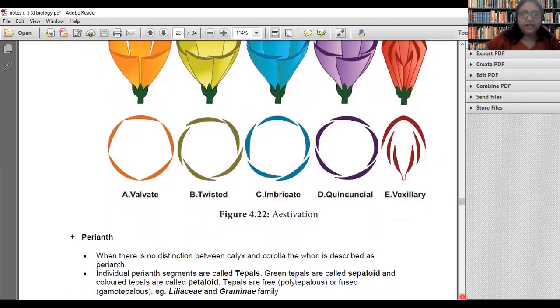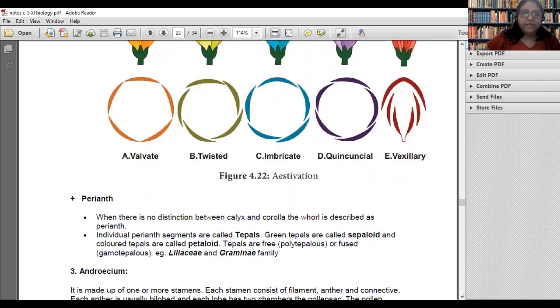What is perianth? Perianth is visible in case of tuberose. Have you ever heard about a flower called tuberose?